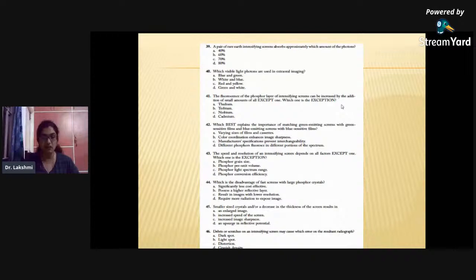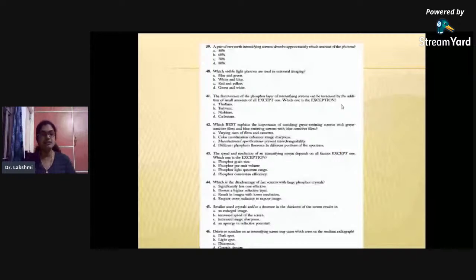Results in image screen, lower the resolution of the image. Okay, so 45th, smaller sized crystals and or a decrease in the thickness of the screen results in. Okay, answer is C. That is increased image sharpness. 46th question. Debris or scratches on an intensifying screen may cause which error on the resulted radiographs? Okay, the answer is B. That is called as light spot.